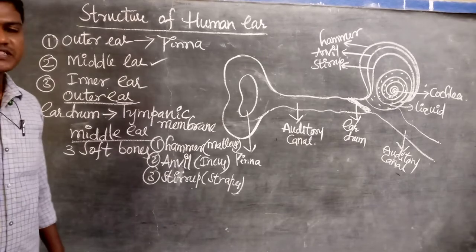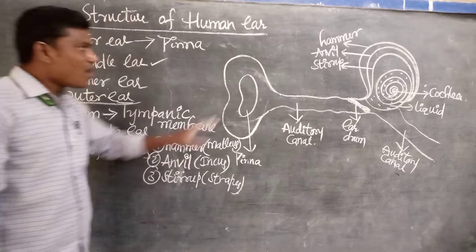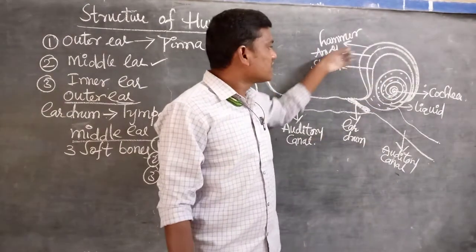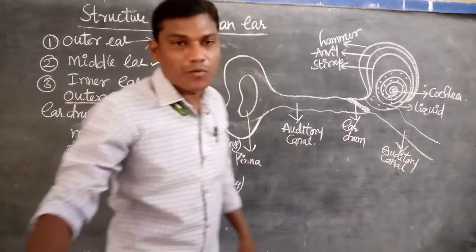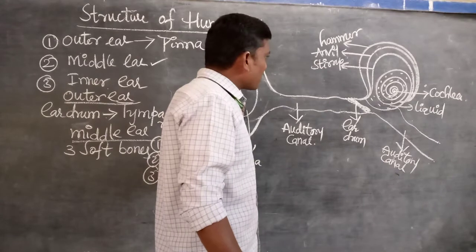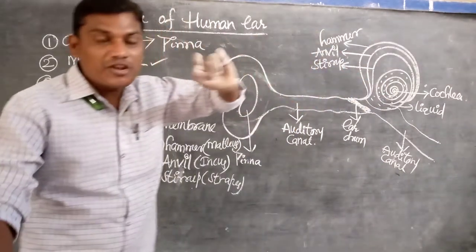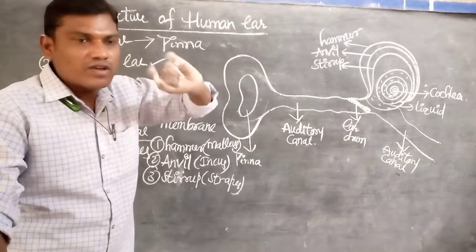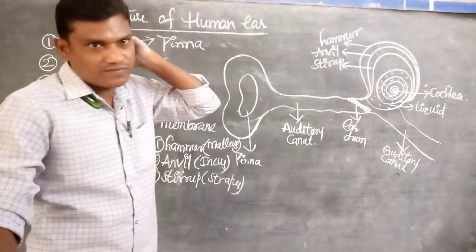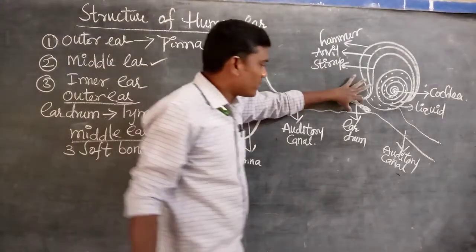The cochlea is present in the middle ear only, and the cochlea contains a liquid. When the sound signals pass through this liquid, from the outer ear up to this point, what will happen? Sound travels normally, but you know that sound travels fastest in solids, moderately in liquids, and slowest in gases. That's why, up to the eardrum, it is like that.